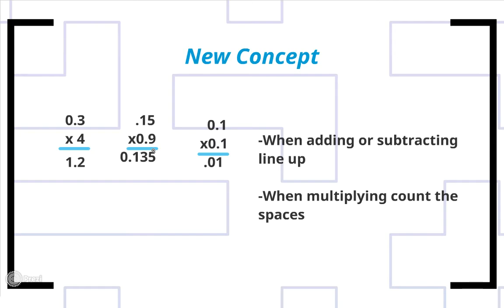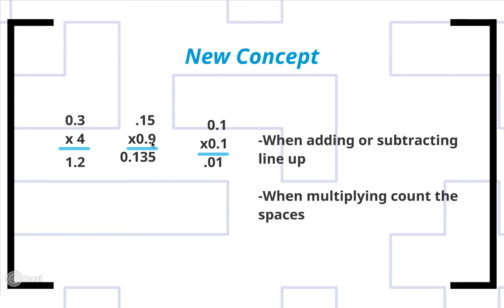Same thing goes for here. We are going to multiply. 9 times 5 is 45. 5 goes down here, 4 goes up here. 9 times 1 is 9 plus 4 is 13. We're not going to multiply the 0 because it's just 0.